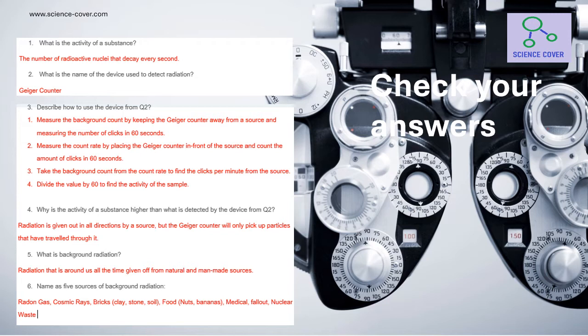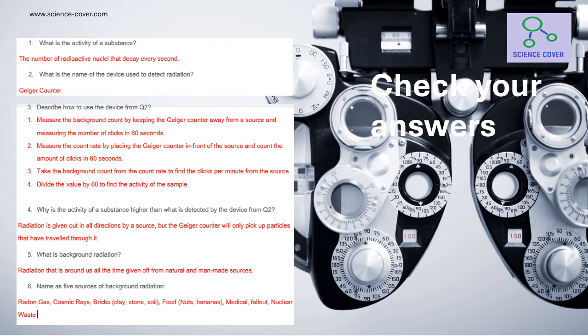Describe how you would use the device in question 2. So to measure the background count, we'd keep the Geiger counter away from the source and measure the number of clicks in 60 seconds. Then we'd measure the count rate by placing the Geiger counter in front of the source and count the number of clicks in 60 seconds. Then we take the background count away from the count rate to find the number of clicks per minute from the source itself. Now if we then divide that value by 60, we can find the activity of the sample.